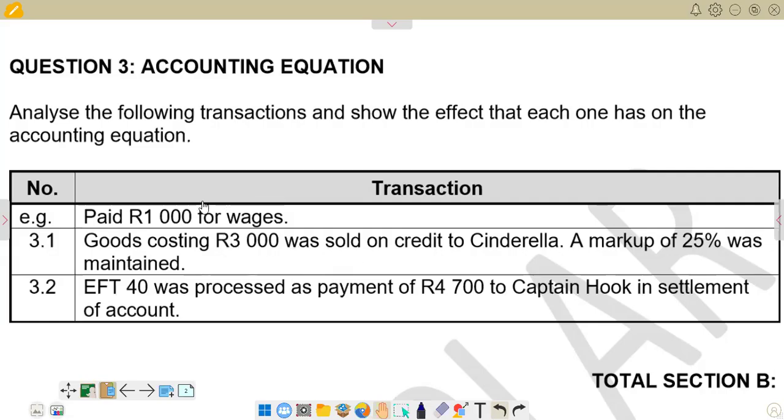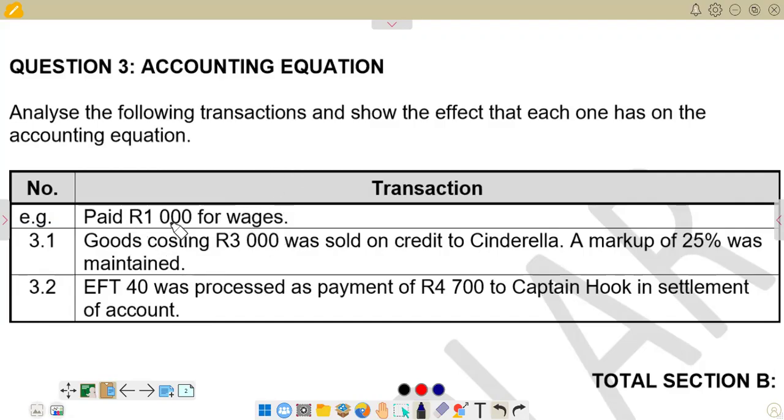Question 3: analyze the following transactions to show the effect that each one has on the accounting equation. Given an example, paid 1,000 rands for wages. Remember, what you have to do is first try to bring down the double entry that is involved in that transaction, and then you see where it's affecting in terms of the accounting equation.